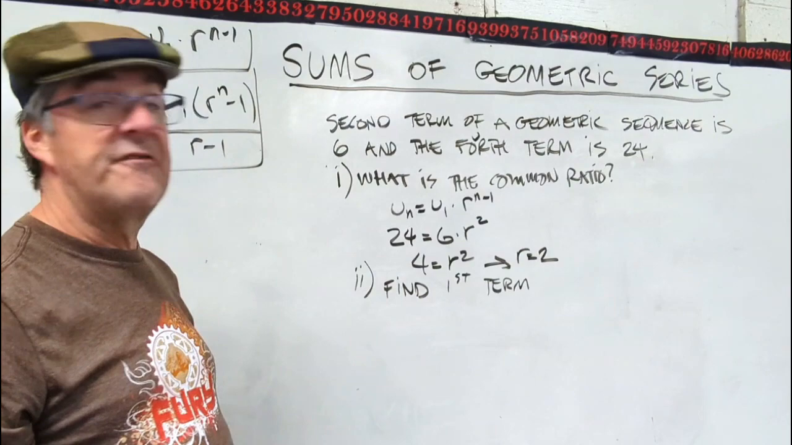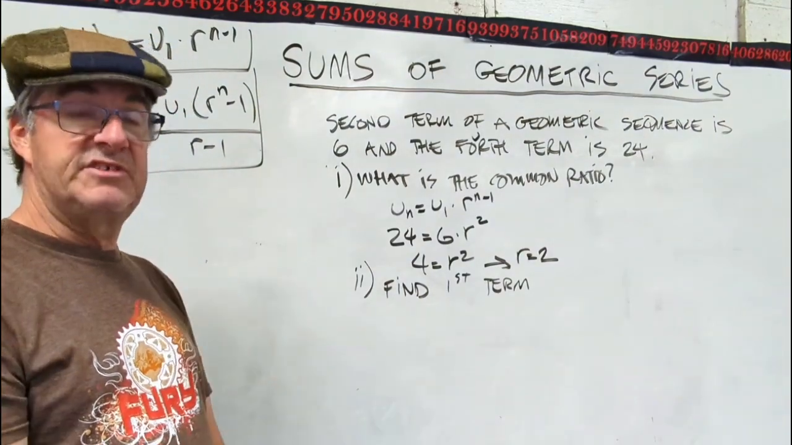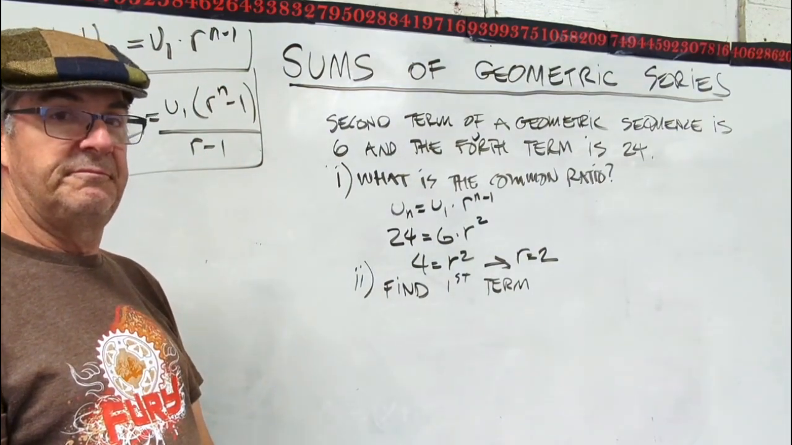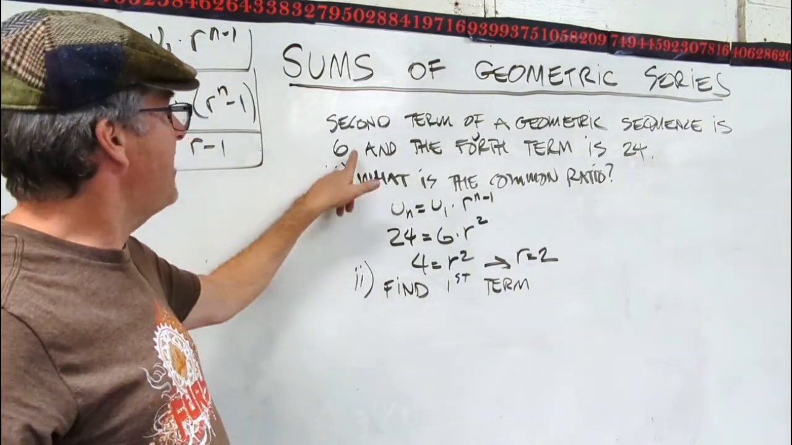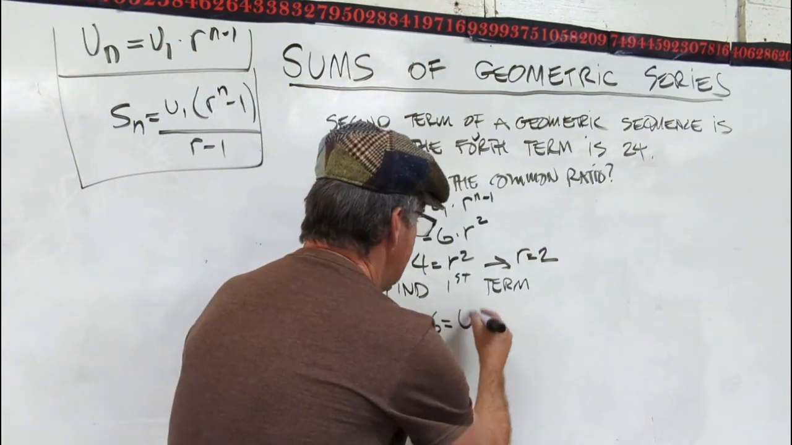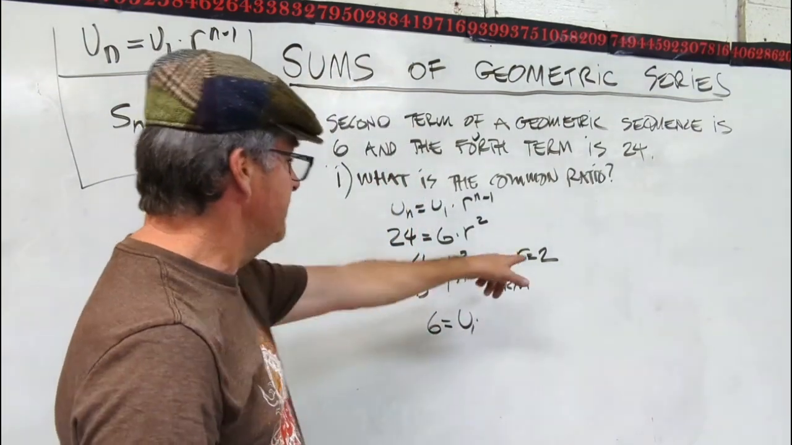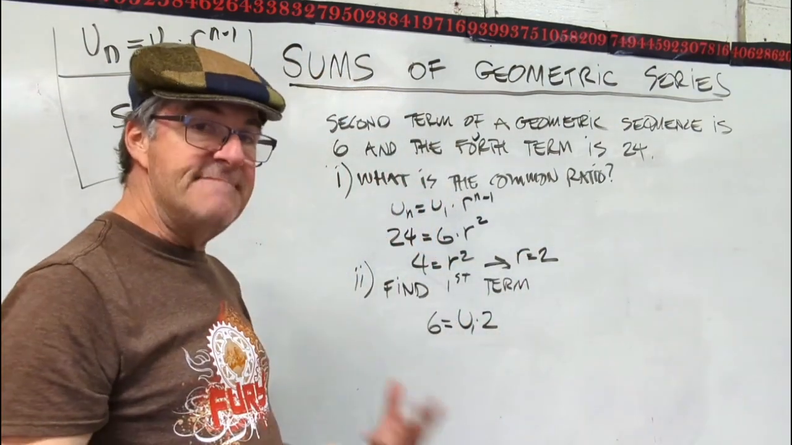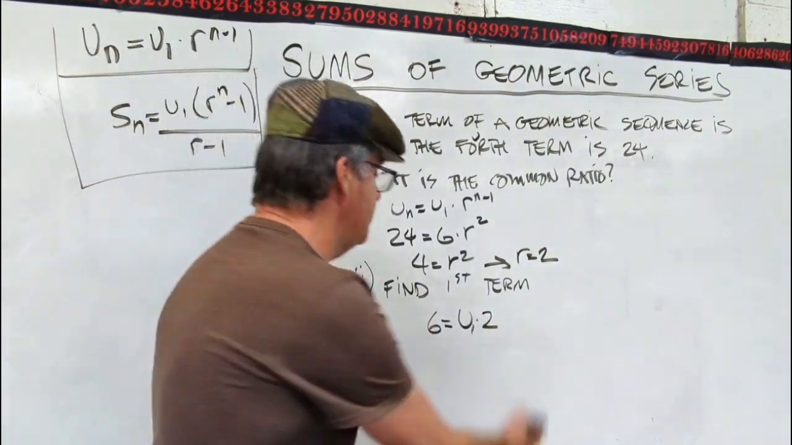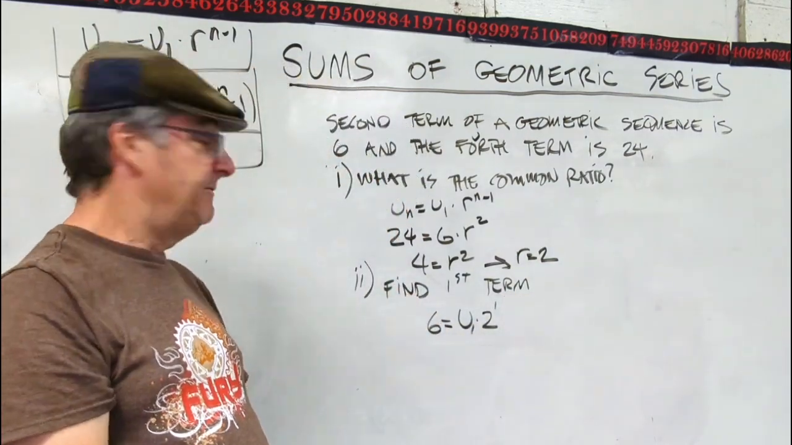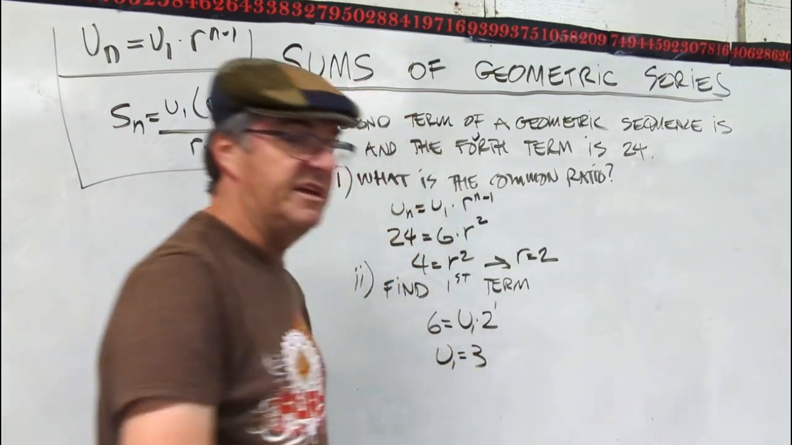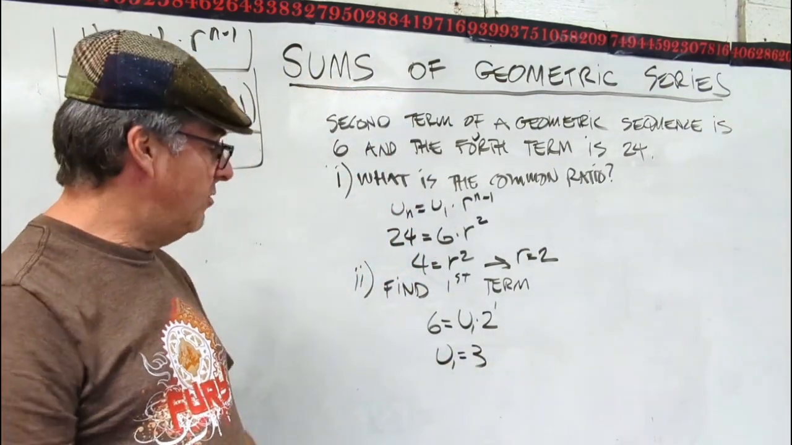All right, find the first term. Okay, so pause the video right now and see if you can do that. You're going to use this formula and some creative thinking. Okay, let's see how you did. So we know that 6 is the second term. So 6 equals the first term times R, which we know is 2, to the n minus 1. This is the second term, so this is going to be 2 to the 2 minus 1, or just 1. So now we just divide through by 2 to get U1, and U1 equals 3. So pretty straightforward. Now we know our first term.